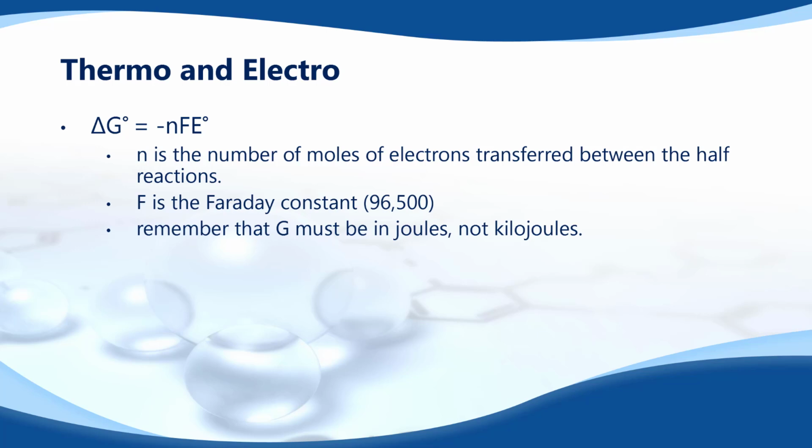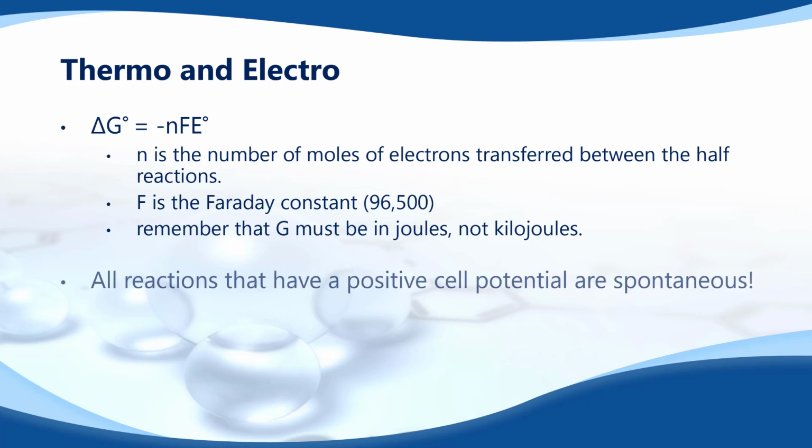And the other thing to keep in mind is that Gibbs free energy for all of these problems has to be in joules, right? Especially once we start using the ideal gas constant, you need to have joules for this instead of kilojoules. So that is the equation to relate thermo to electro. What this basically means is that anything that produces a positive cell voltage is spontaneous by definition.